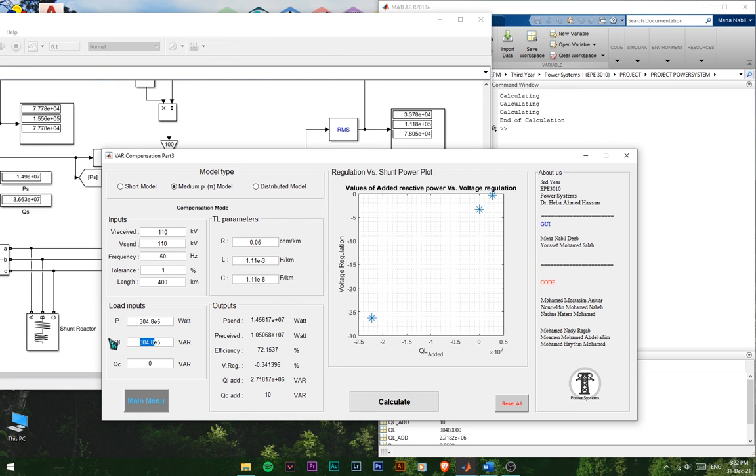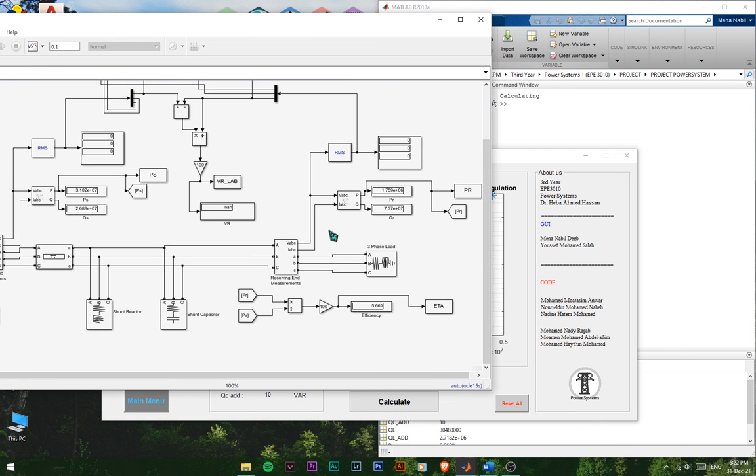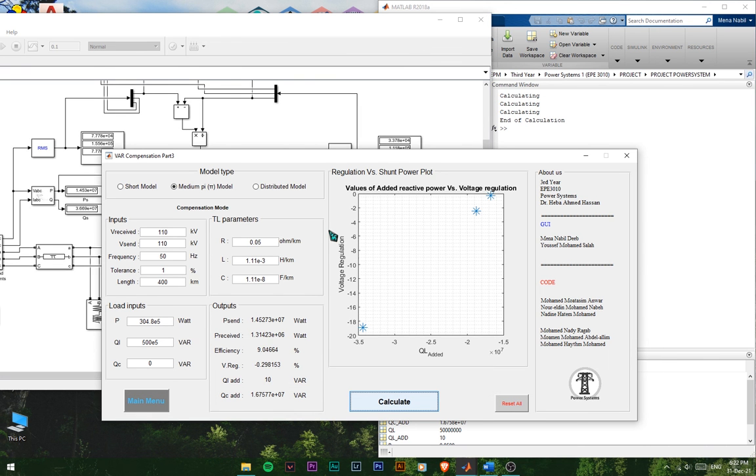Let's increase it up a bit. Now I need capacitive bank with approximately 17 megavars to overcome this inductive load.